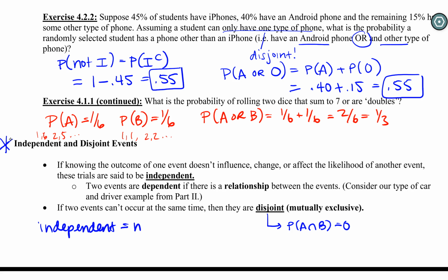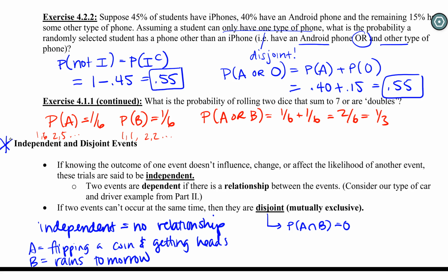So an example of something that would be independent would be like flipping a coin. Flipping a coin and getting heads, right, if that's event A, and event B being that it rains tomorrow. There's absolutely no relationship between the flip of my coin and whether or not it's going to rain tomorrow. So that would be something that is independent.